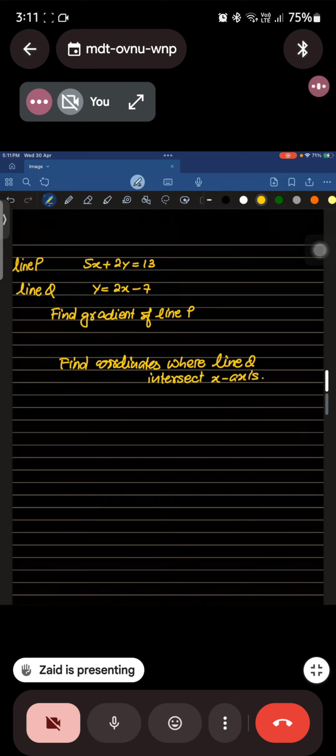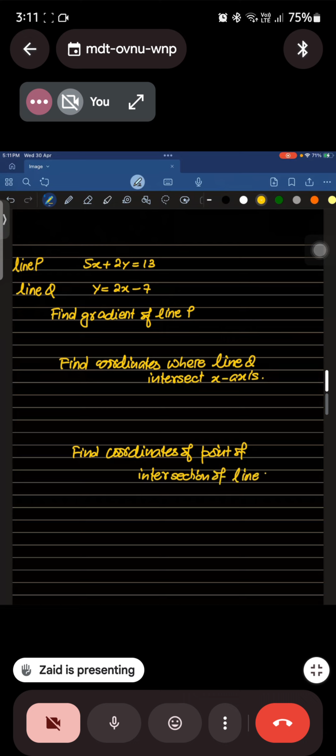Okay. Find the coordinates of the point of intersection of line P and Q. Okay, your turn. To find the gradient of line P, you have to put it in the form of y equals to mx plus c first.